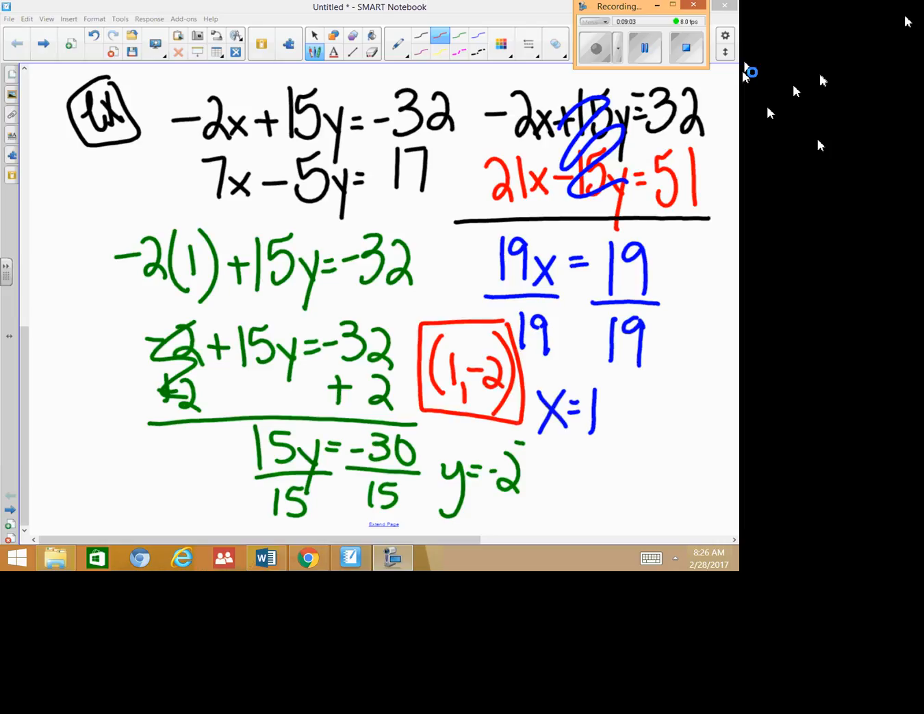Are you writing yours in ordered pair answers? Now I am. Please write them in ordered pair answers. That's exactly how you will see them on your EOC. You will see them as ordered pair answers. So get used to that.